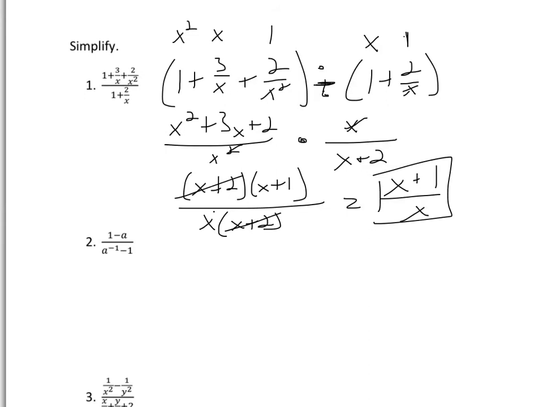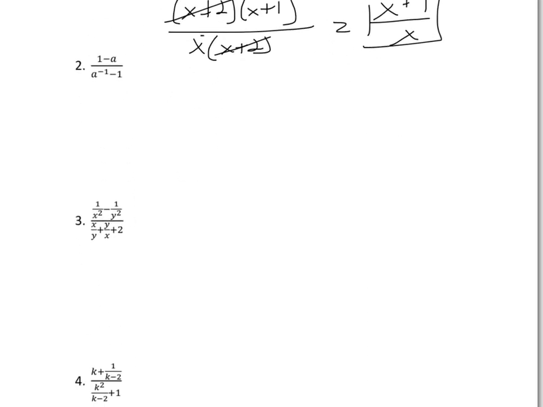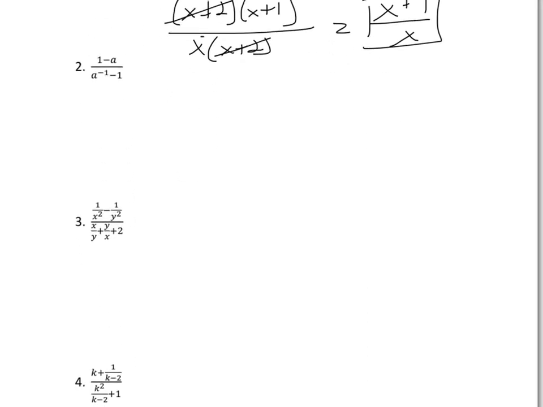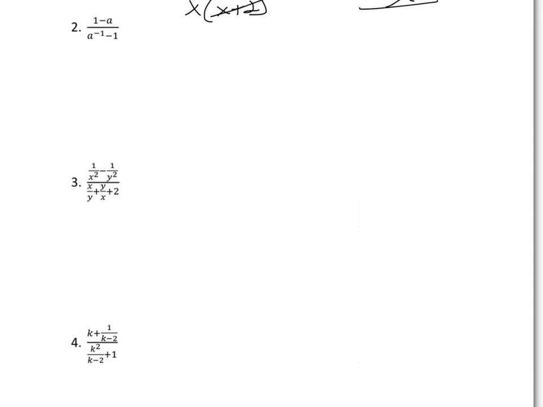Just like that. Now, the number 2. Once again, it's probably best for us to use method 1 because we don't even really have a fraction on top. So we'll do 1 minus a divided by 1 over a minus 1.